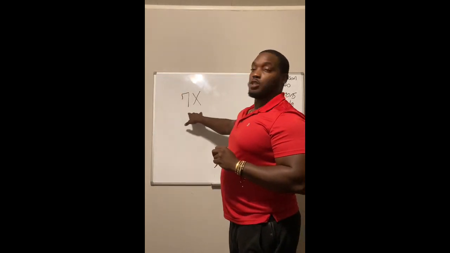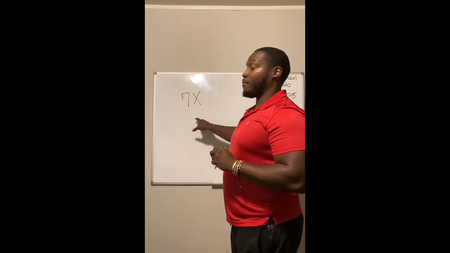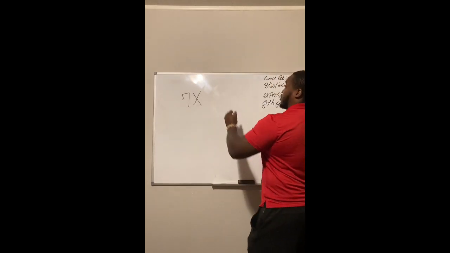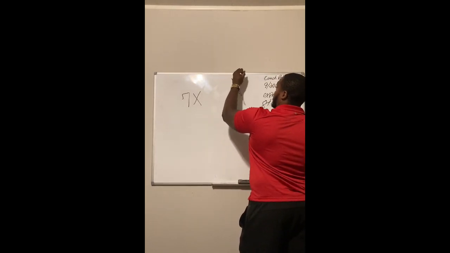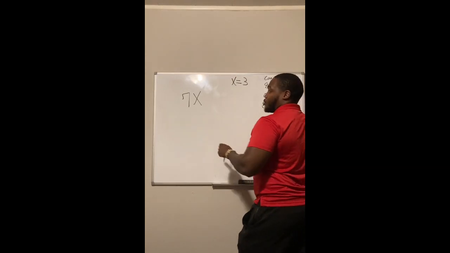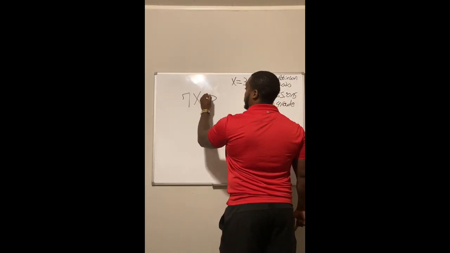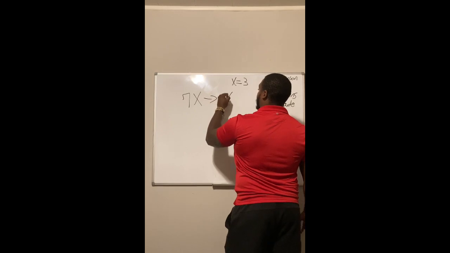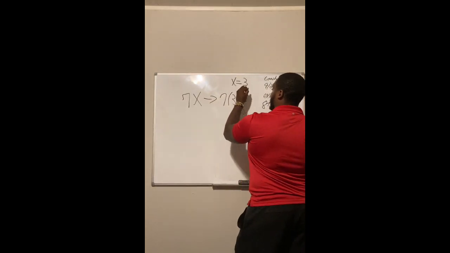And when you see this expression, it means to multiply. So a lot of times they'll tell you what X will equal. So let's say X was 3. This will mean to multiply. So you would just rewrite it. 7 times 3 is 21.